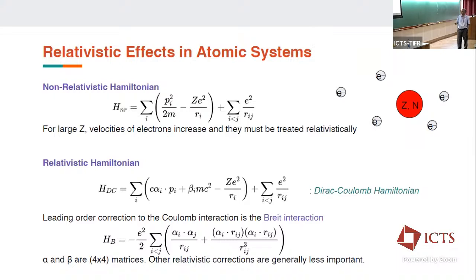So the one body part is the Dirac Hamiltonian with the nuclear potential. And then you have the Coulomb interaction. This is called the Dirac-Coulomb Hamiltonian.